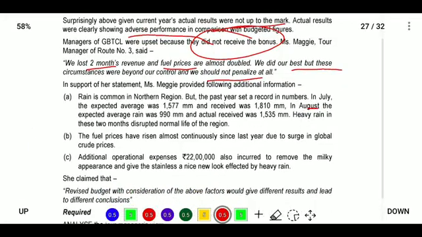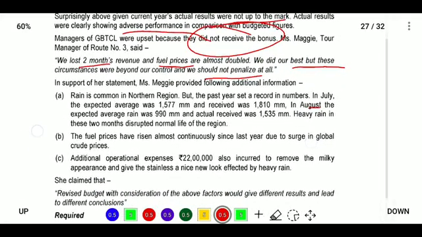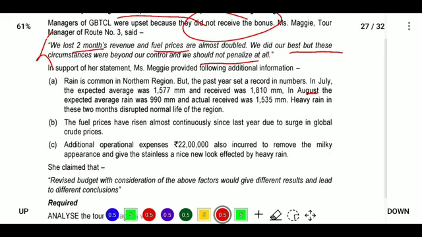Next, in support of our statement, Mr. Maggie provided the following disclaimer. For these 2 months, he is providing that rain is common in the north region, but the past year set record numbers in July versus the expected average. We expected 1157 but received 18110, and in August we expected 990 and received 153. So this is beyond their control. Here two things were beyond their control: one is fuel price and one is the rains.